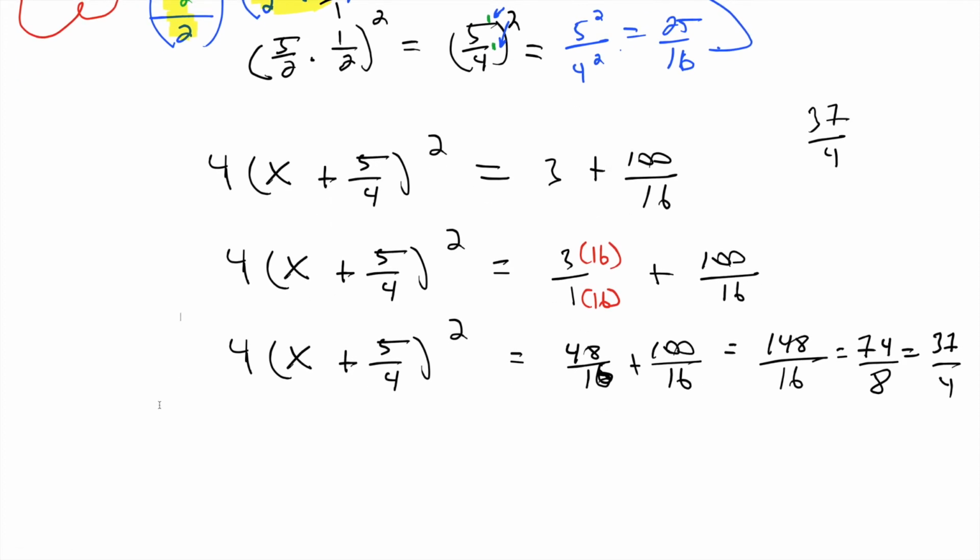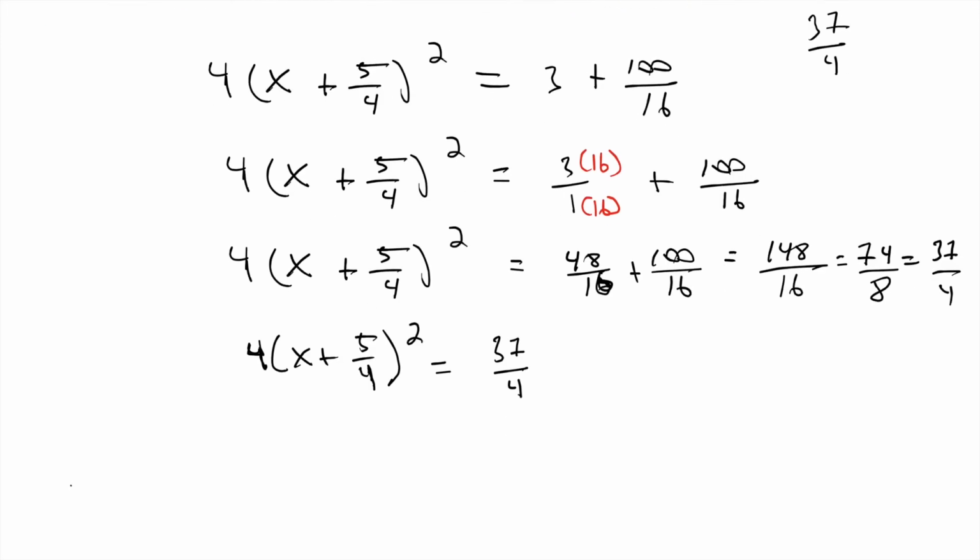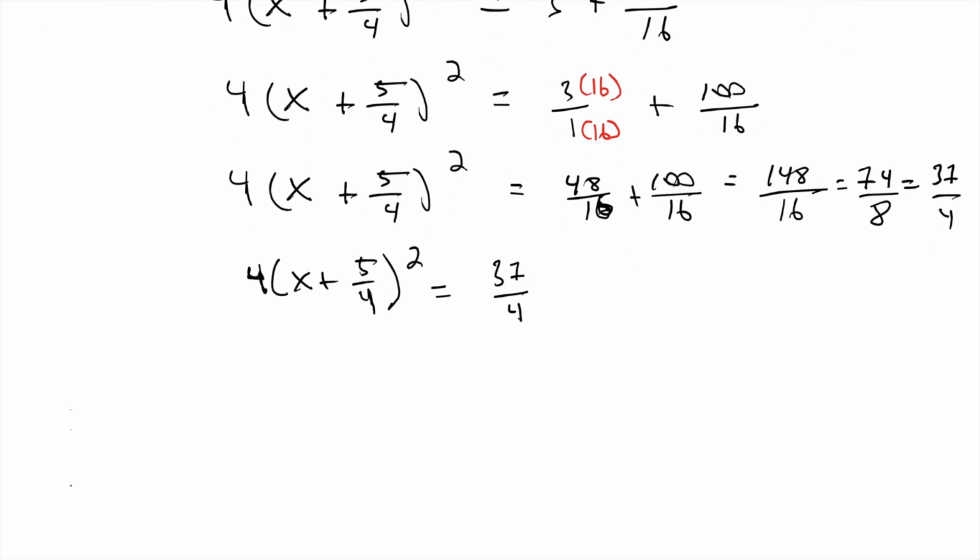Okay, so now we're left with 4 times x plus 5 over 4 squared equals 37 over 4. You with me? Okay, what's next move? To get x by itself. We can get rid of the 4 first. Yeah, divide by 4. Or a smarter way to do it would be to multiply both sides by 1/4. Okay, so then that would go away.